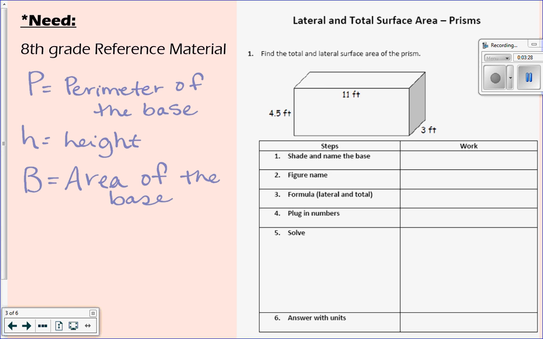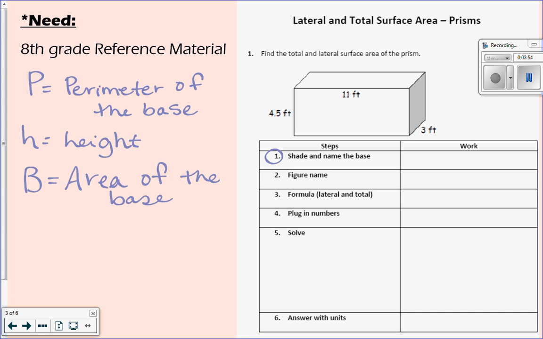So when you see P, you're going to find the perimeter of the base. Capital B is area of the base. Are we good? And then the height of your solid. That's it. Which is why we were identifying the base yesterday and the height of our solid. All right. And notice the very first step here: shade and name the base. That's important because we're finding the area of our base. It's very important to identify.